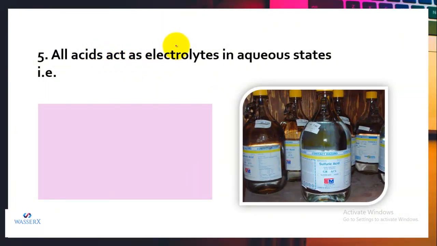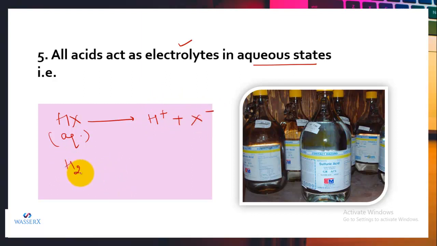All acids act as electrolytes in their aqueous state. So if I have any acid, let's say I have HX, and it is in aqueous state, that means it is somehow having a water content in it. So it will act as electrolyte, because on passing current, it will dissociate into its respective ions.